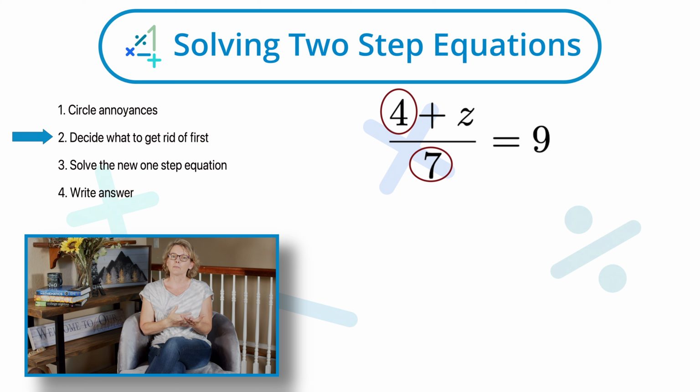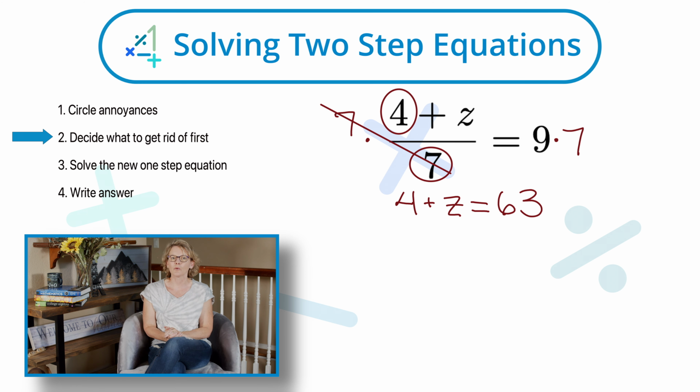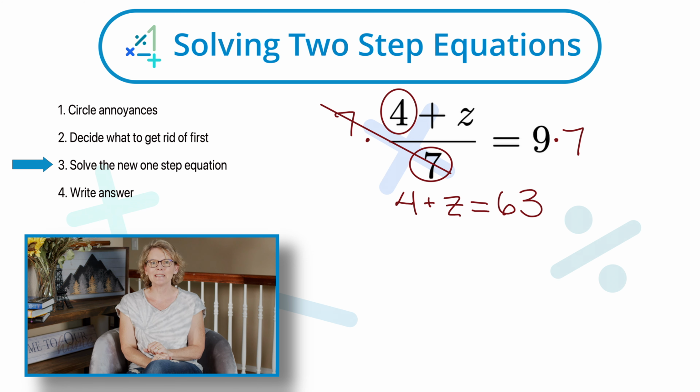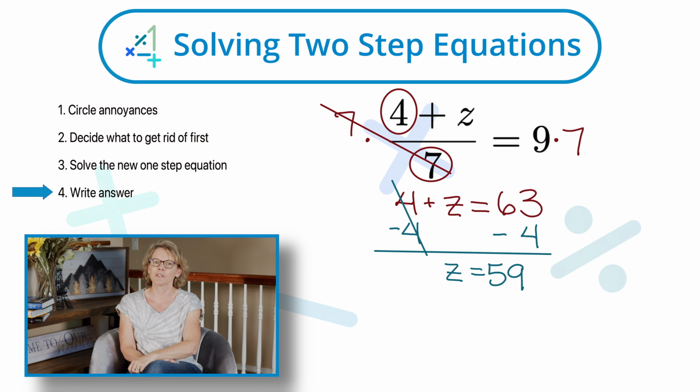So we will multiply both sides by the bottom number of 7. Slash on this side because 7 over 7 equals 1. Then 9 times 7 equals 63. I'm left with 4 plus z equals 63. Nice. All we have to do to get z by itself now is to subtract 4 from both sides. -4 minus 4 slash 63 minus 4 equals 59 for an answer of z equals 59. Circle that baby and celebrate.